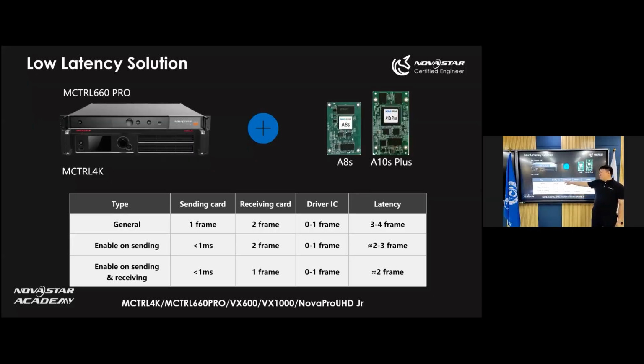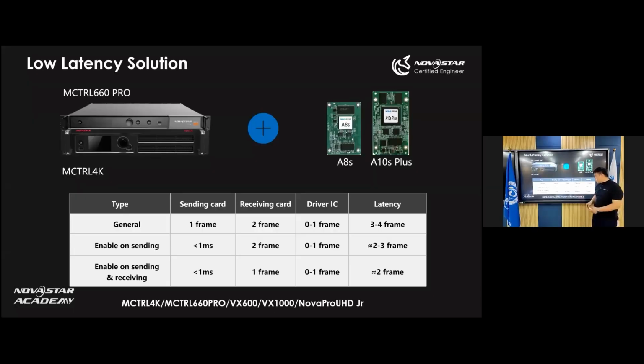And at the receiving card side, there are still 2 frames, and with 0 to 1 frame from the driver IC, it is around 2 to 3 frames of delay. If we enable the low latency on both the sending card side and the receiving card side, we will have this kind of delay effect. The sending card is close to 0 frame, and on the receiving card side, we can reduce by 1 frame of delay, so it will be 1 frame. And the driver IC depends on whether it's a common IC or a PWM IC. So the total latency of the system will be around 2 frames, like 1 plus 1 or 2 plus 0.